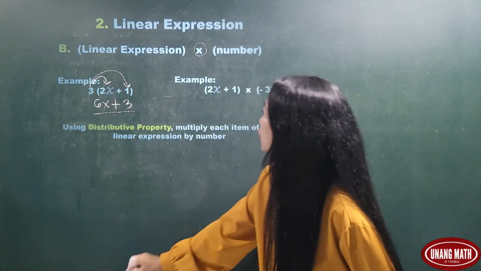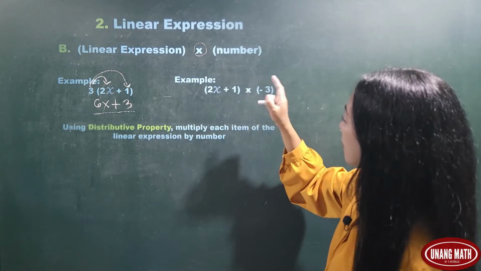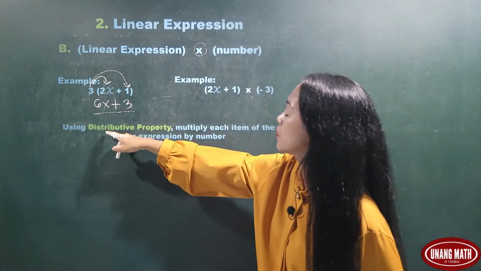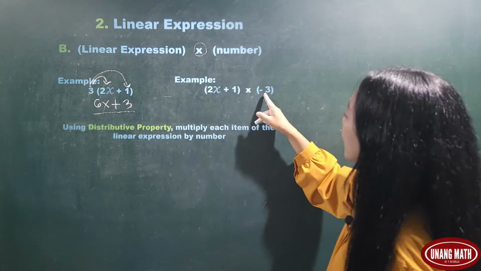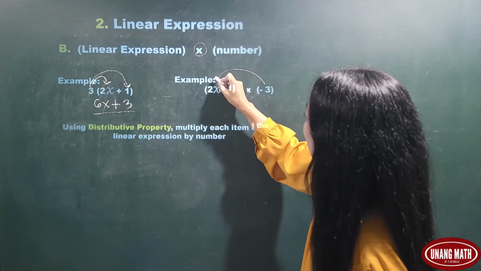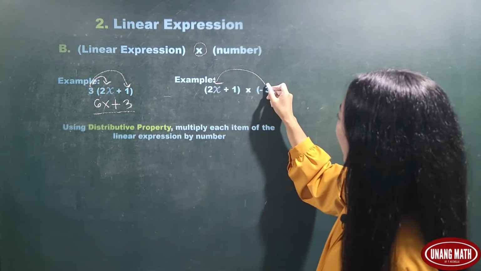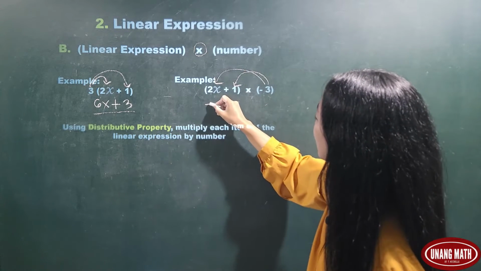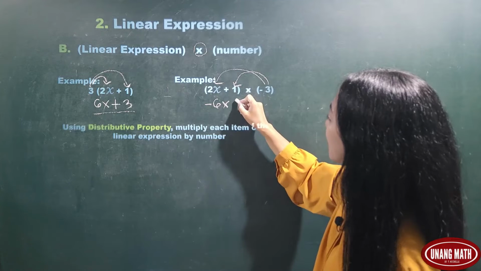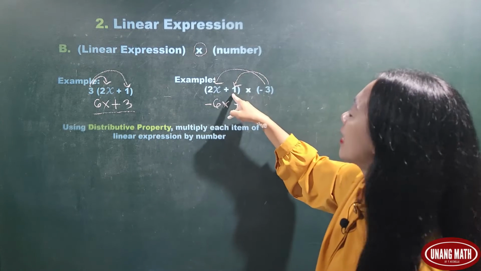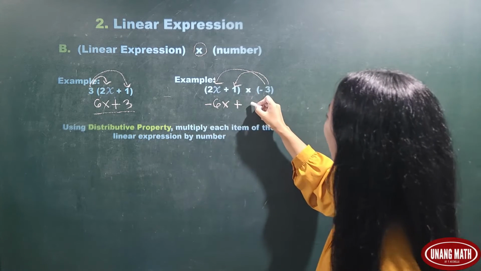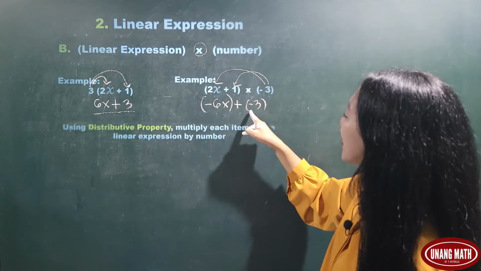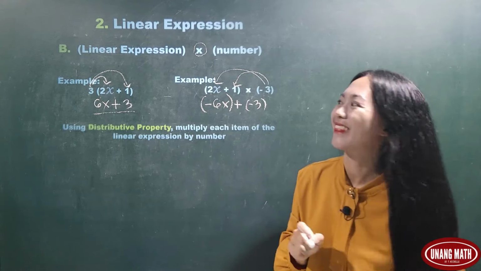How about 2x plus 1, inside the parenthesis, times negative 3? Still, we will apply the distributive property. So negative 3 times 2x and negative 3 times 1. Negative 3 times 2x is negative 6x, plus negative 3 times 1 is negative 3. So we have negative 6x plus negative 3.